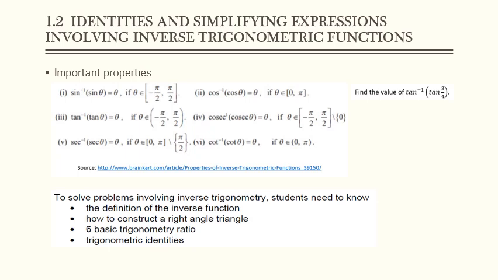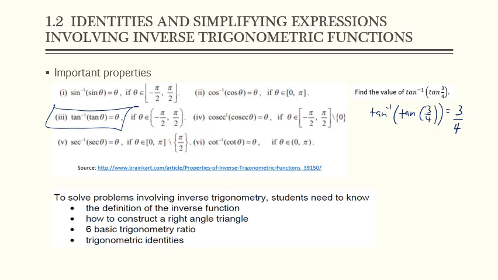Try to find the value of tangent inverse tangent 3 over 4. How to find it? We use the properties. See? Tangent inverse property number 3. Tangent inverse tangent theta equals theta. So this time, tangent inverse tangent 3 over 4 is equal to 3 over 4. Right? So here we use the properties.